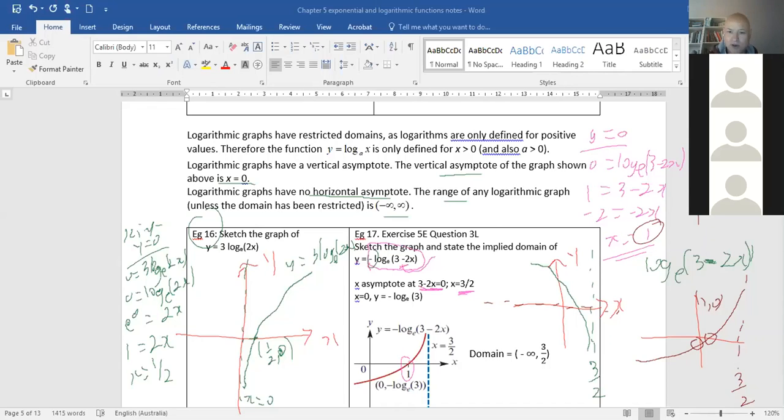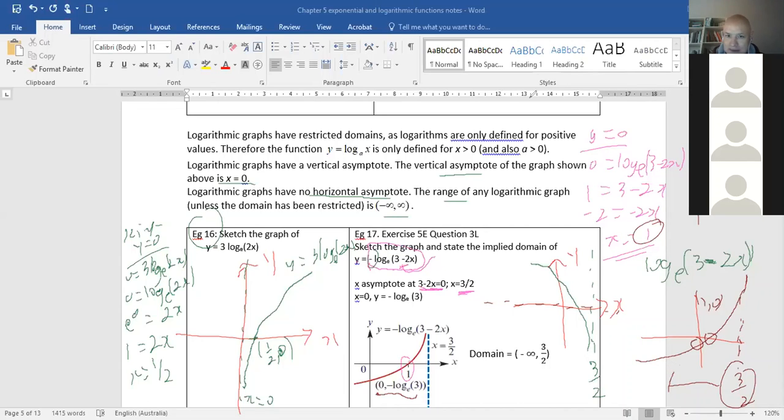Sorry. Y equals negative log e of 3. So that's how I get the y-intercept there. The domain, it asks for the domain here. The domain, as we can see now that we've graphed it, it's going to be up to 3 on 2 and all the negatives. So negative infinity to 3 on 2, not inclusive, because 3 on 2 is an asymptote. Questions there?